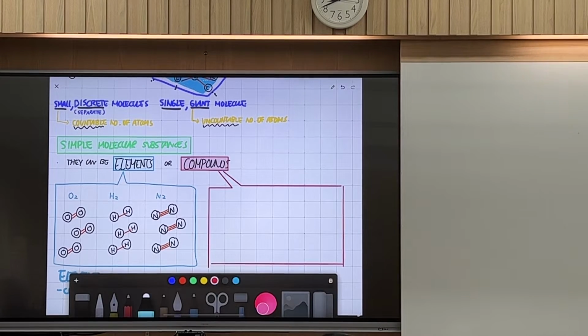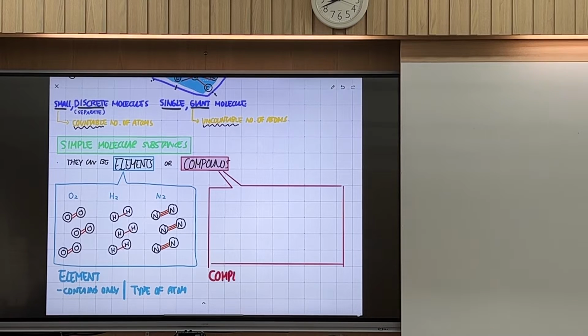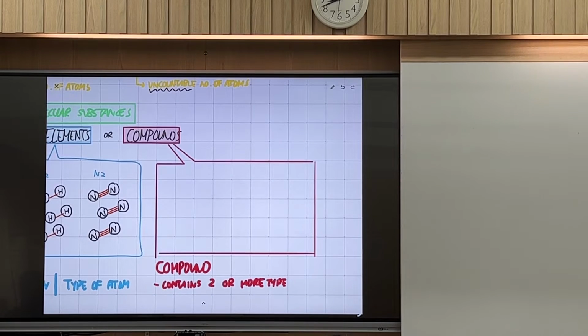Compounds, you learned this since Form 3, contain more than one, or I like to say two or more, types of atoms chemically bonded. You must mention the word bonded, chemically bonded, in the answer. So two or more types of atoms chemically bonded.